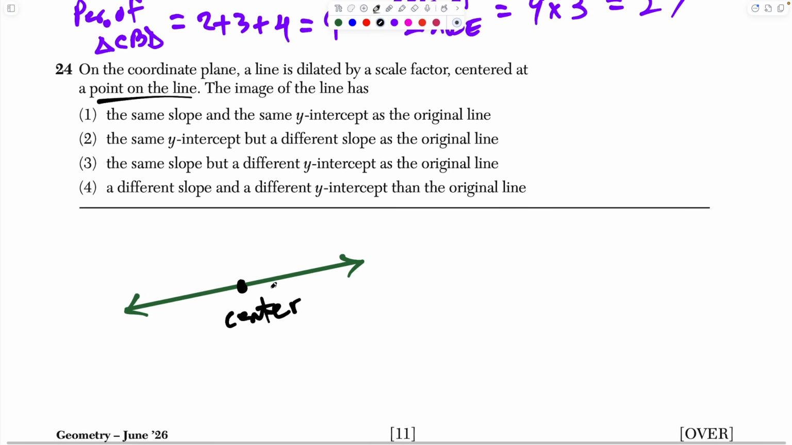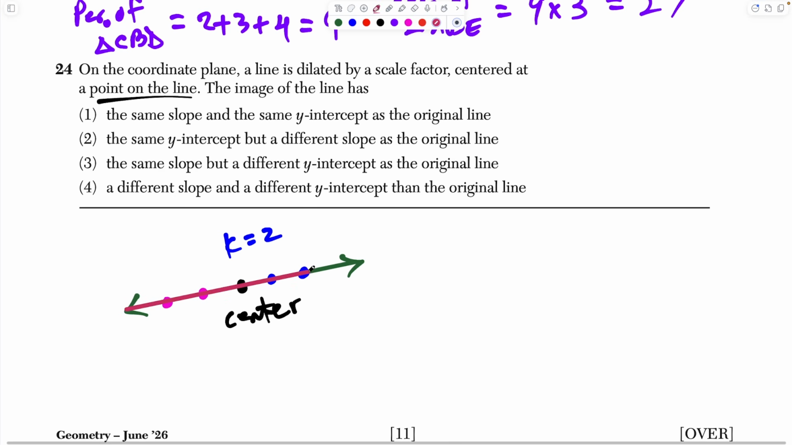When you dilate a line and your center is on the line, well, what it would do is, let's say I have a scale factor of 2. It would take the distance from here to here and double it and push it out here. And let's say I had another point in this direction with scale factor 2, it would double the distance between the center and this point and push it out here. But notice that all of the points are still on the same line.